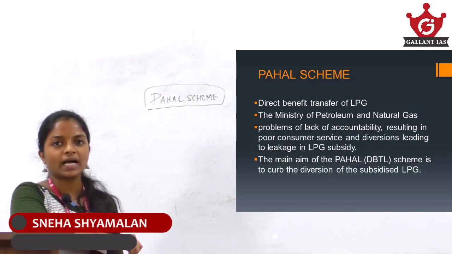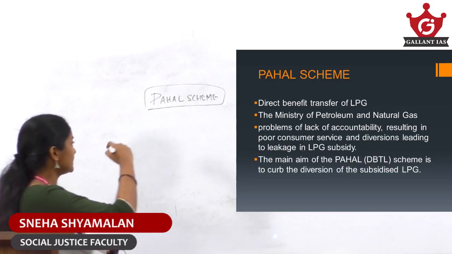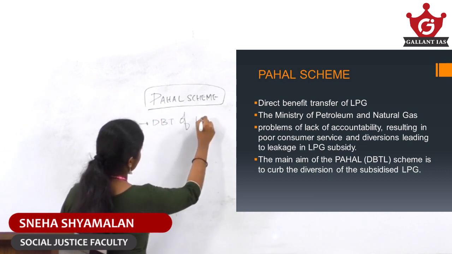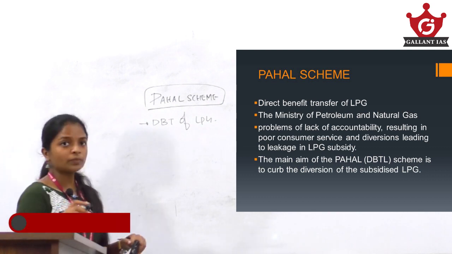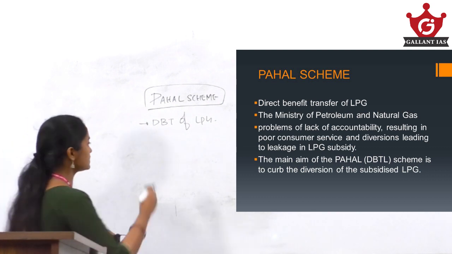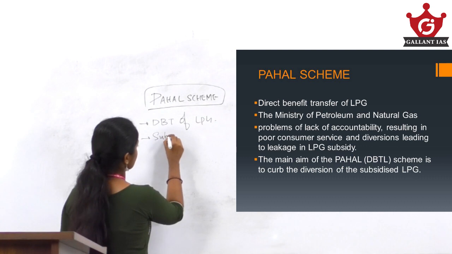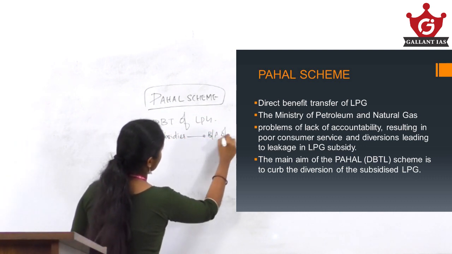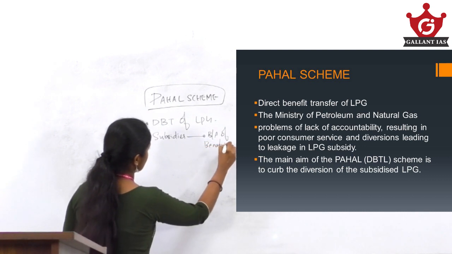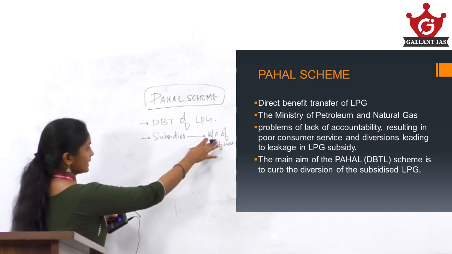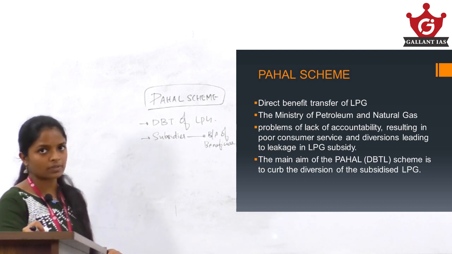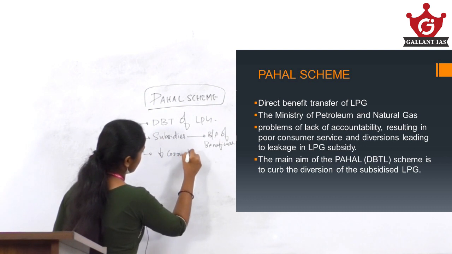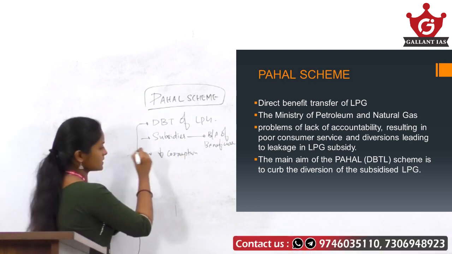So the next scheme is the Pahal scheme. It is a direct benefit transfer of LPG scheme. So what do you mean by direct benefit transfer? It is the transfer of subsidies directly into the bank account of beneficiaries or customers. So we can reduce corruption through this direct benefit transfer mechanism.